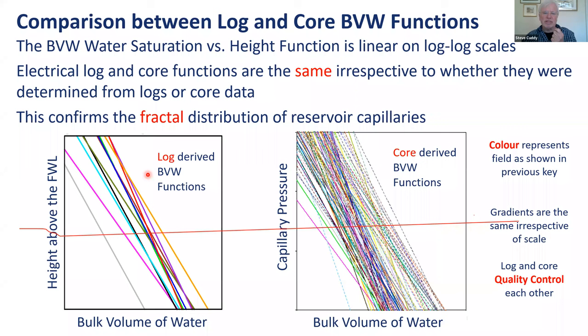It also confirms the fractal distribution of the capillaries, because it's saying you've got the same function whether you look at the matchbox size core or the whole reservoir. You send away to core laboratories small core plugs, and they come back with an SWI function or a leverage J function from that little plug. And how can you tell a reservoir modeler that you're going to represent the complete field by the results from a little core plug? Well, you can, because the field is fractal in nature.